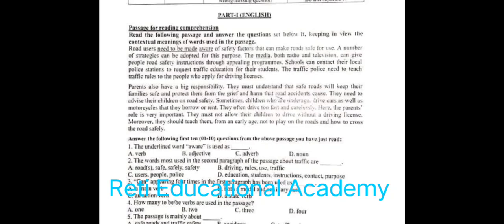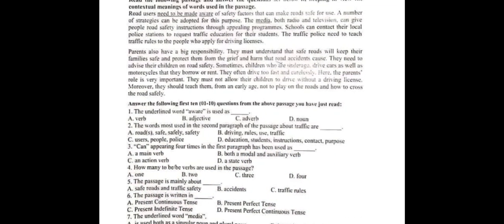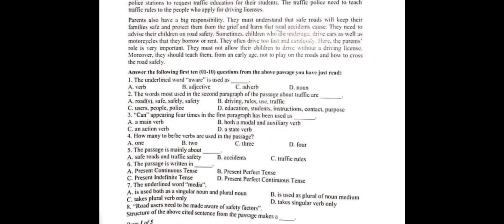They must understand that safe roads will keep their families safe and protect them from the grief and harm that road accidents cause. They need to advise their children on road safety. Sometimes children who are underage drive cars as well as motorcycles that they borrow or rent. They often drive too fast and carelessly. Here the parents' role is very important. They must not allow their children to drive without a driving license. Moreover, they should teach them from an early age not to play on the roads and how to cross the road safely. Answer the following first 1 to 10 questions from the above passage you have just listened.